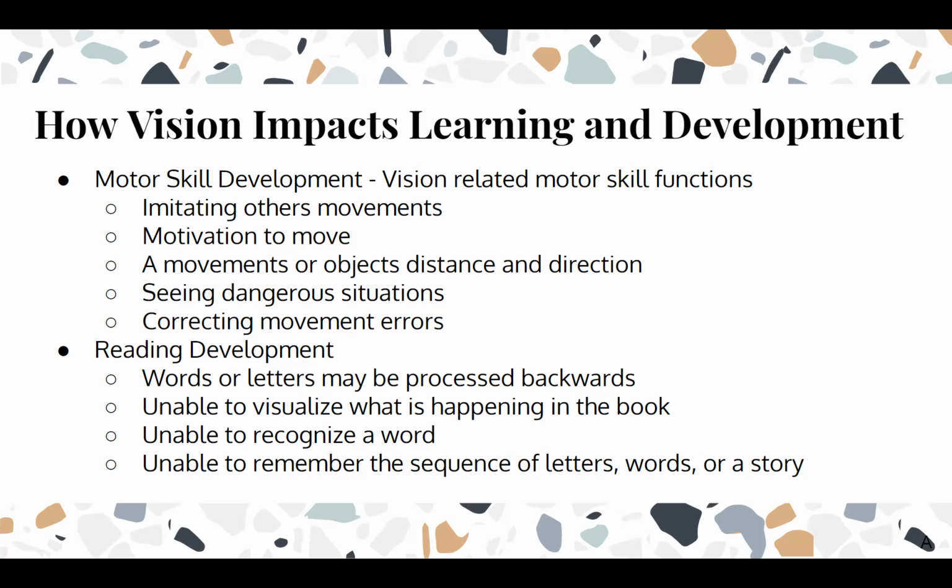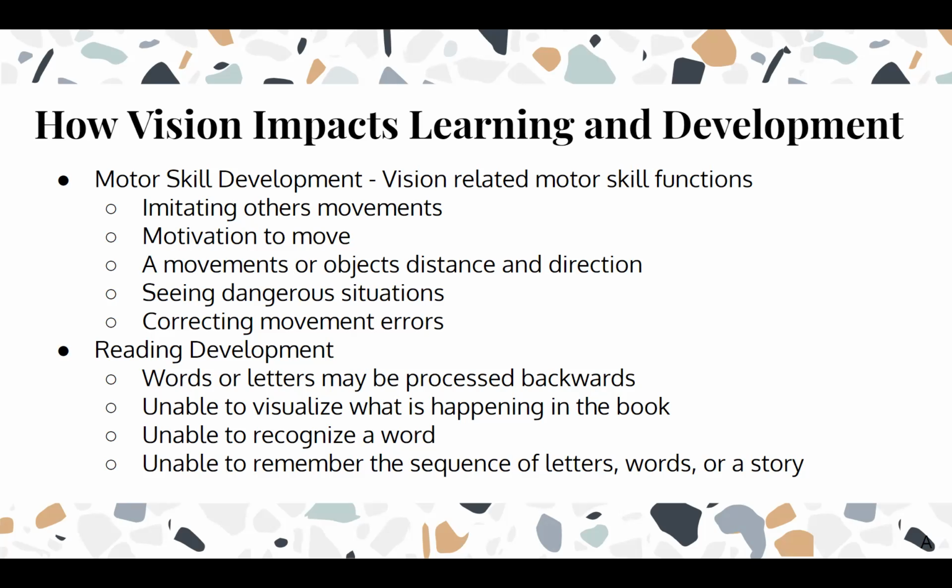So this is the overall question of the presentation, how vision impacts learning and development. We studied 4 different topics. The first one is motor skill development. All of the bullet points below are vision-related motor skill functions. So if your child had a vision impairment, they might not be able to do some of these things. Some of them include imitating others' movements, seeing dangerous situations, and correcting movement errors.